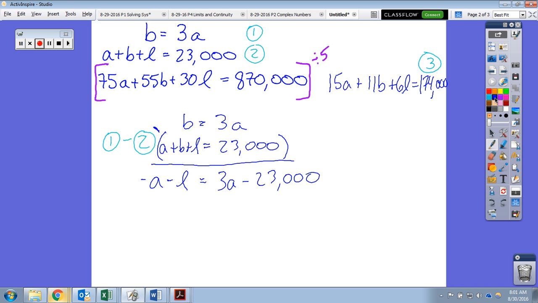So I have this guy here. I have an 11b here, but I have 1b here. So that in order for the b's to either be the exact same or the opposite, depending whether you add or subtract, I need to do something with this. So let's multiply. Let's see if I bring this guy down.